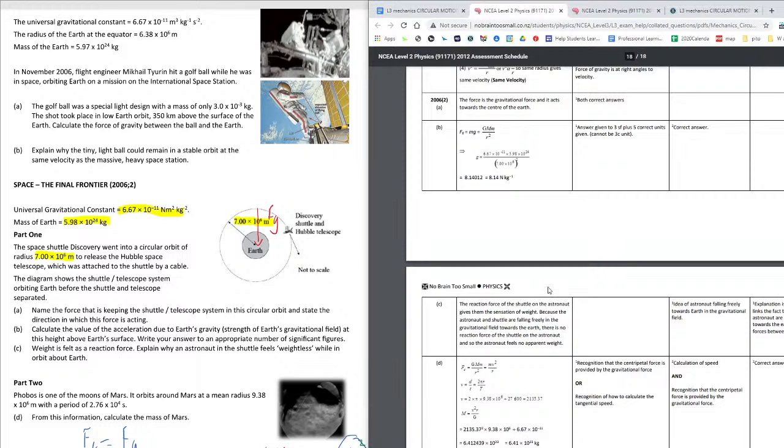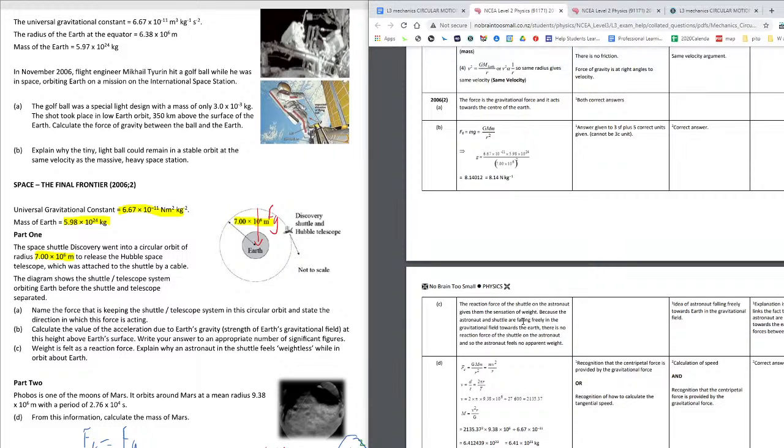The reaction force on the shuttle and the astronaut gives them the sensation of weight because the astronaut and the shuttle are falling freely. The weight is felt as the reaction force. There's no apparent weight.